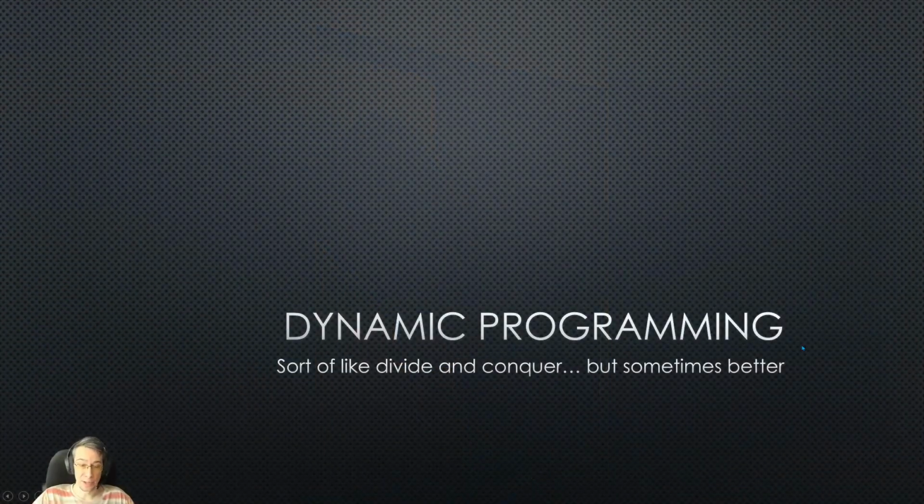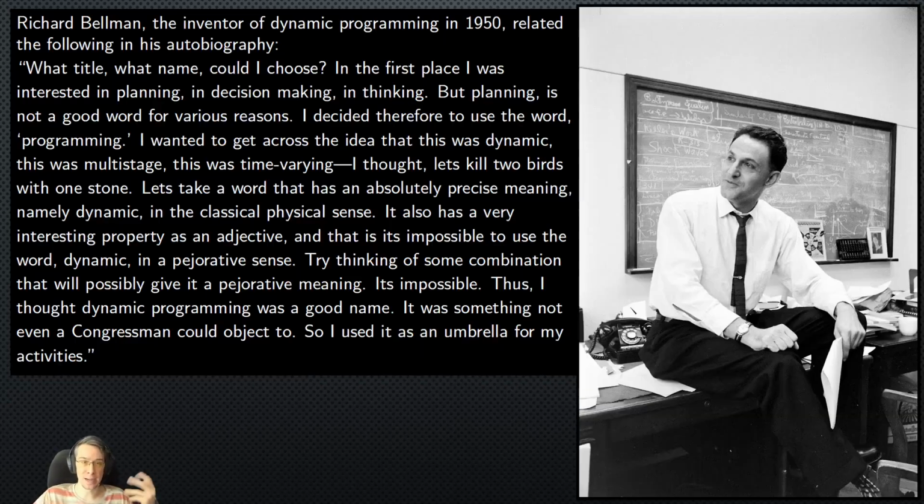So the next thing I want to talk about is dynamic programming. And at a super high level, dynamic programming is sort of like divide and conquer, but sometimes it can be dramatically more efficient. Okay, so let's start to try to understand what dynamic programming is. And to get us there, I thought it would be sort of fun to look at a quote by Richard Bellman, who invented dynamic programming, I believe, in 1953. He wrote the following in his autobiography.